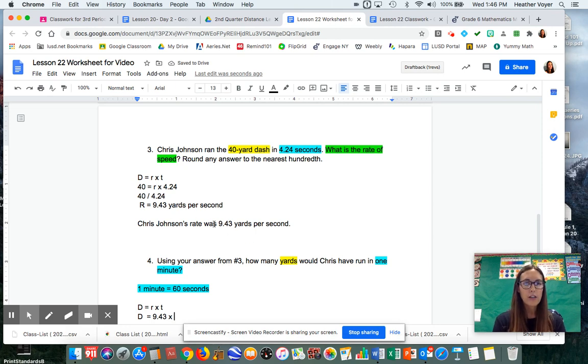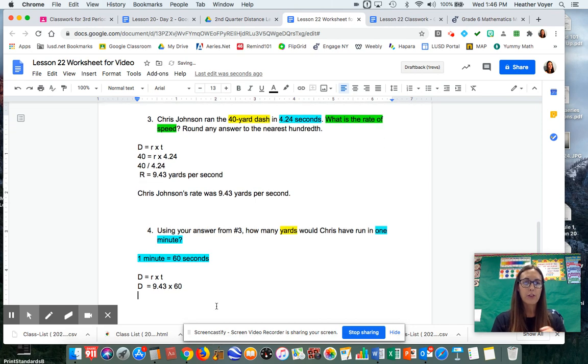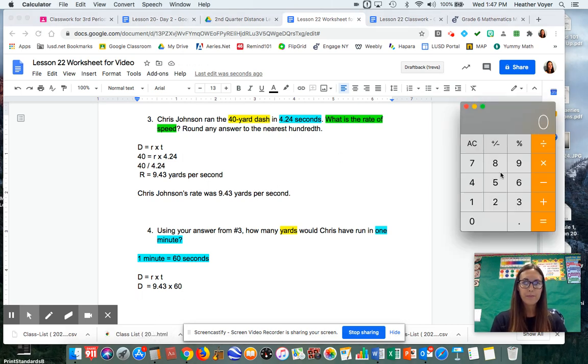This was his rate per second. So again, if I want to figure out if in 1 second he was able to run 9 and 43 hundredths yards, how many yards would he run in 60 seconds? So I'm going to put 60 here. So look at the math that we have to do. We simply have to do 9 and 43 hundredths times 60, which is also equal to that 1 minute. Let me pull up my calculator again. And I'm going to type in 9 and 43 hundredths times 60 to get me my distance.